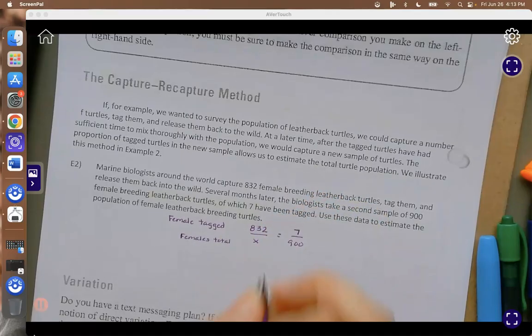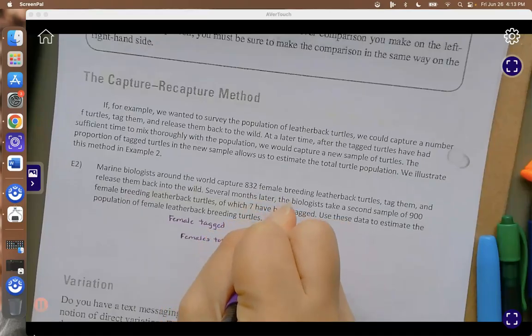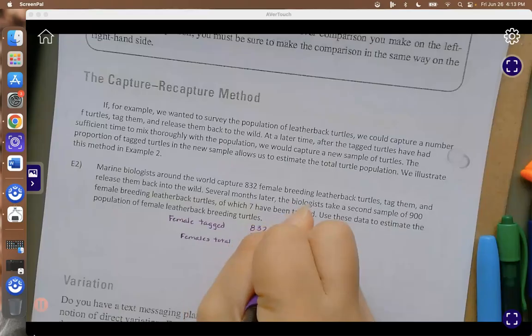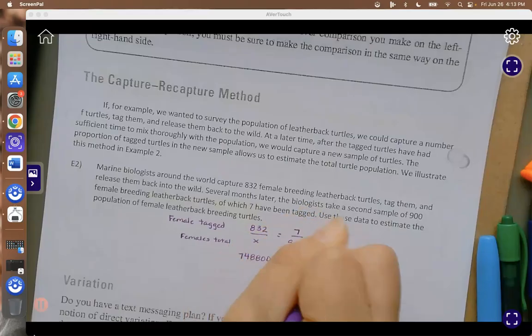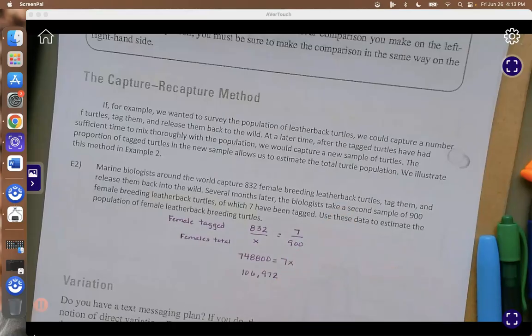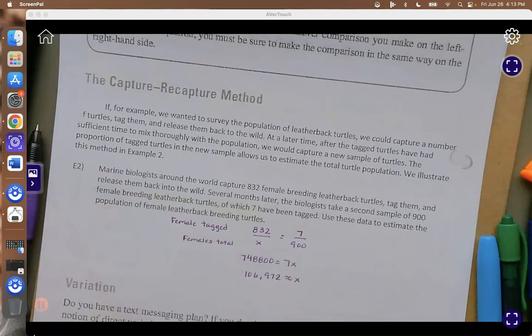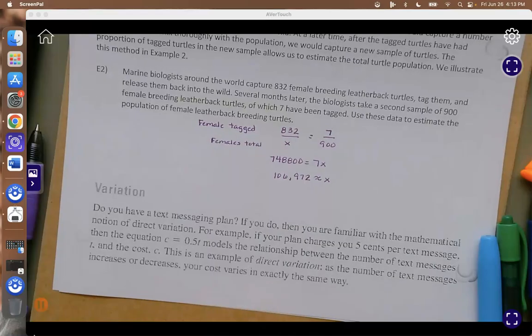So this time we can cross multiply 748,800 equals 7x. And this would be 106,970, and it goes 1 point something. You can't have a part of a turtle, so you're going to do 972. Okay. All right. Now, let's talk about the different variations in proportions.